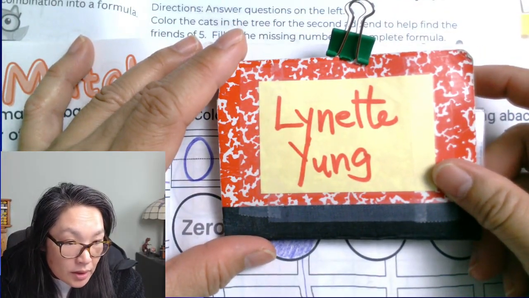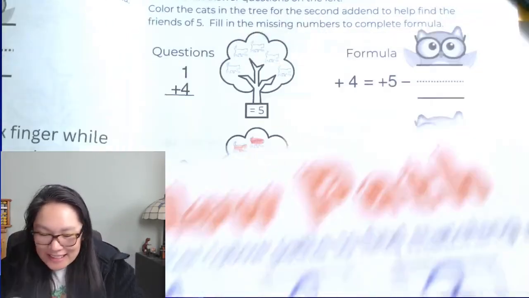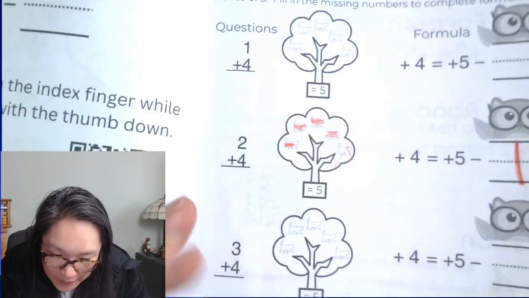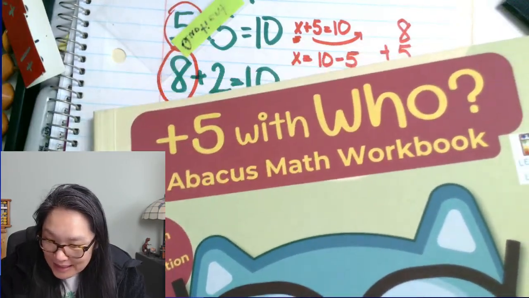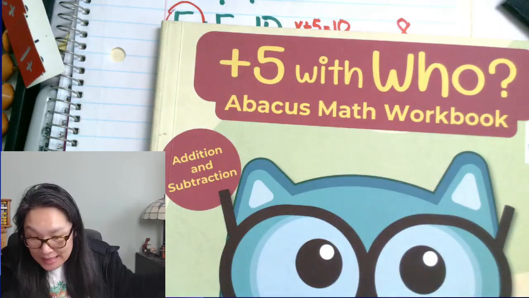An abacus answer key would be great for self-checking. You know what? I didn't do it for this one. I actually did it for this one, and there's answers in the back. I did it for this one, and I did it for the other ones. I didn't think about doing it for this one, just because I didn't understand it.